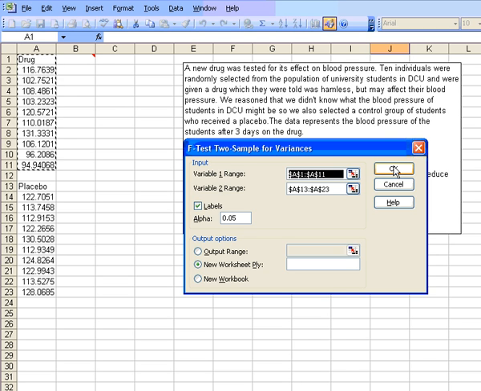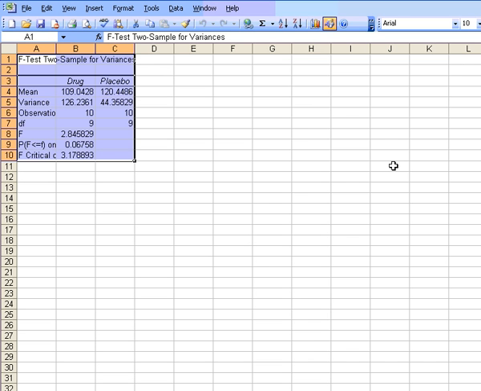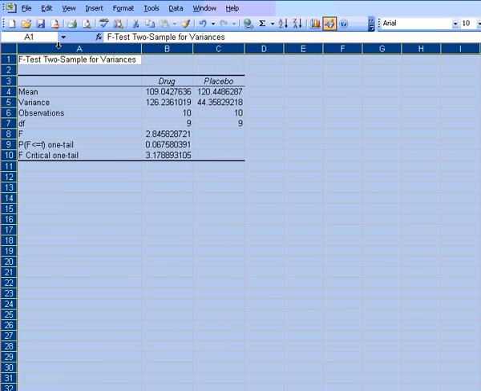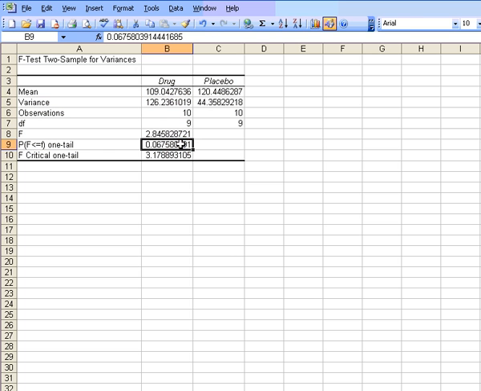Once done, this F-test two-sample for variances will tell us whether we can assume that the variability of the two sets of data is the same. So there are the averages, and here is our probability. This is bigger than 0.05, therefore there is no evidence that the variability of the drug is any different from that of the placebo. Therefore we can assume equal variances.